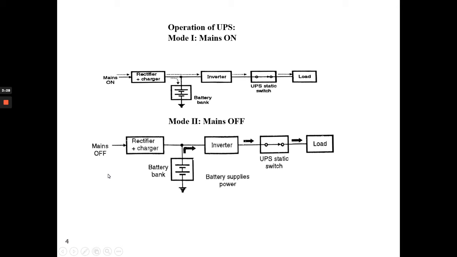Now, under mode 2, under this condition of mains outage, the rectifier output is 0. So, the battery bank now supplies power to the inverter. The inverter then drives the load through the UPS static switch. This transfer from rectifier to battery bank is instantaneous, and during the transfer period there is no power interruption. After the restoration of the mains, the rectifier again starts supplying power to the inverter and will also charge the battery bank.